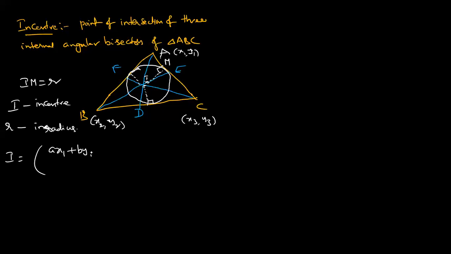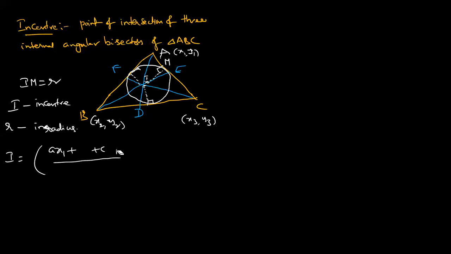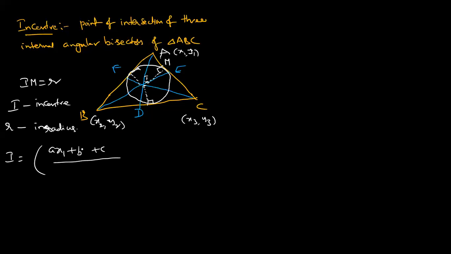The x-coordinate is (ax1 + bx2 + cx3) divided by (a + b + c), and the y-coordinate is (ay1 + by2 + cy3) divided by (a + b + c). That is the answer. Sir, what are a, b, c? Don't worry about this one.